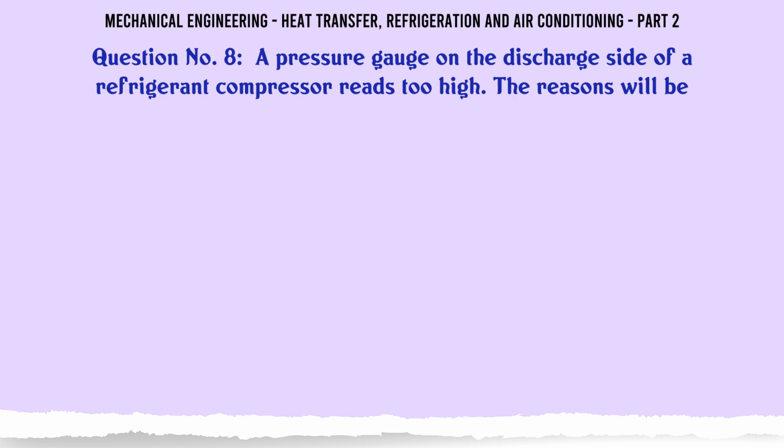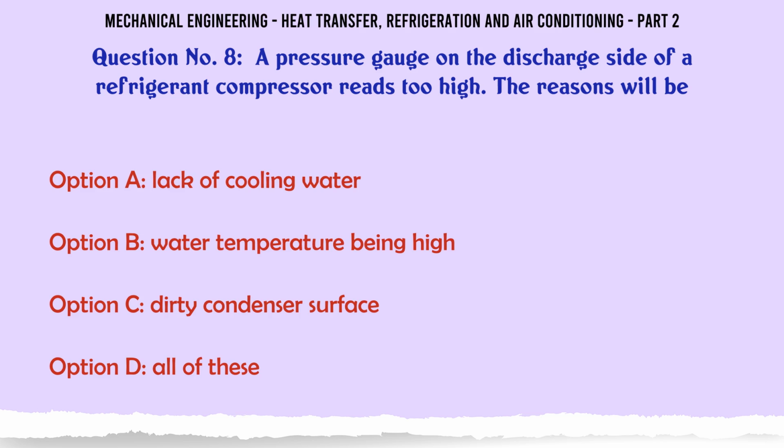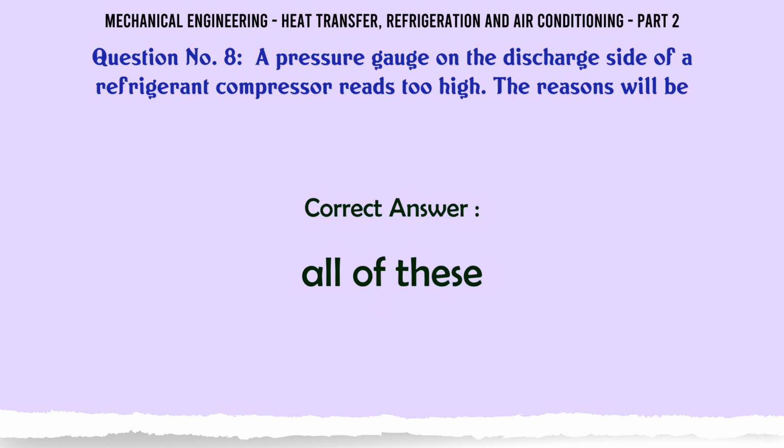A pressure gauge on the discharge side of a refrigerant compressor reads too high. The reasons will be: A. Lack of cooling water. B. Water temperature being high. C. Dirty condenser surface. D. All of these. The correct answer is all of these.